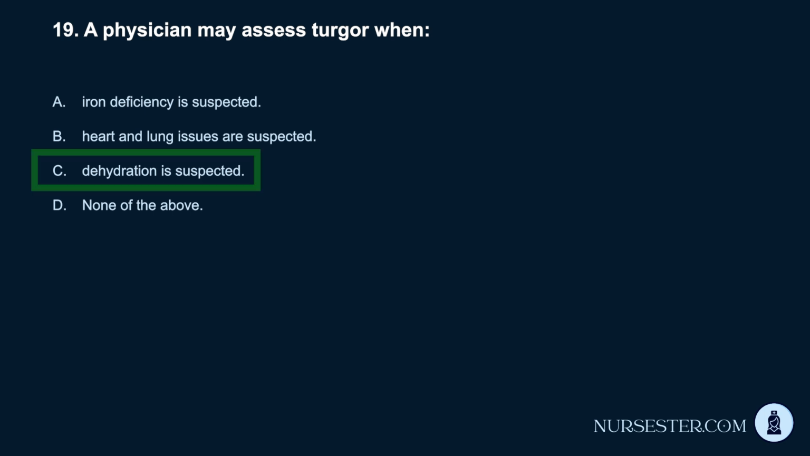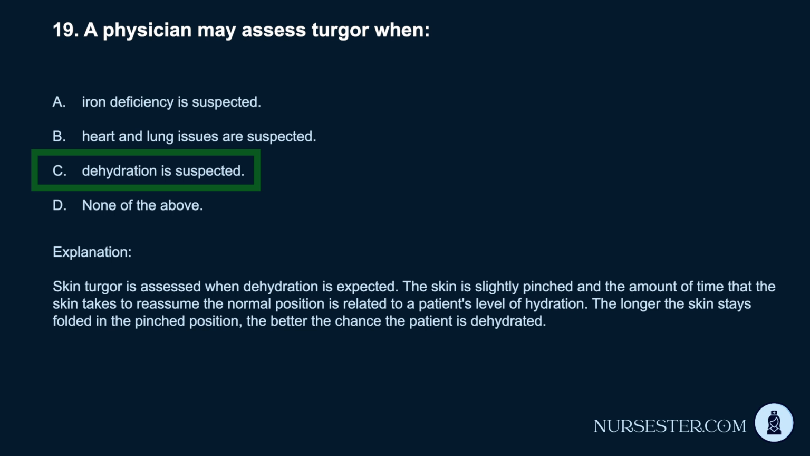Dehydration is suspected. Skin turgor is assessed when dehydration is suspected. The skin is slightly pinched and the amount of time that the skin takes to reassume the normal position is related to a patient's level of hydration. The longer the skin stays folded in the pinched position, the better the chance the patient is dehydrated.